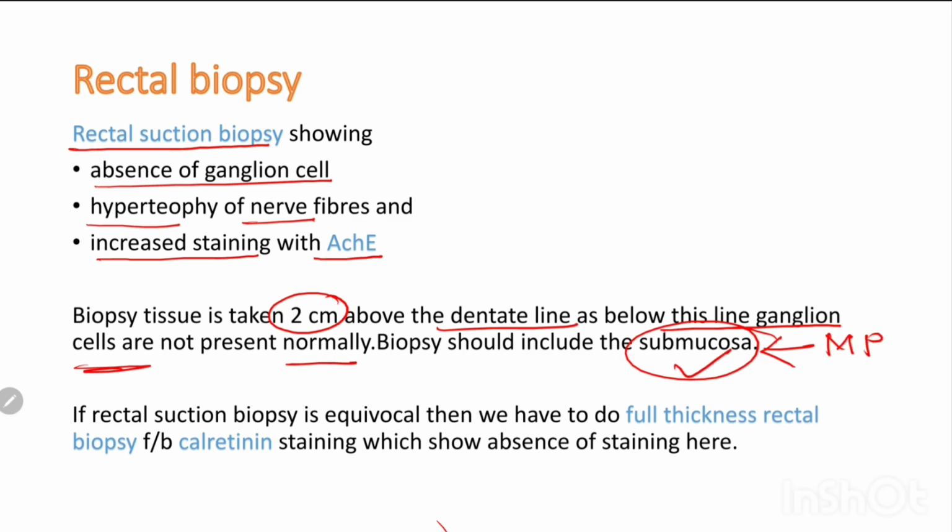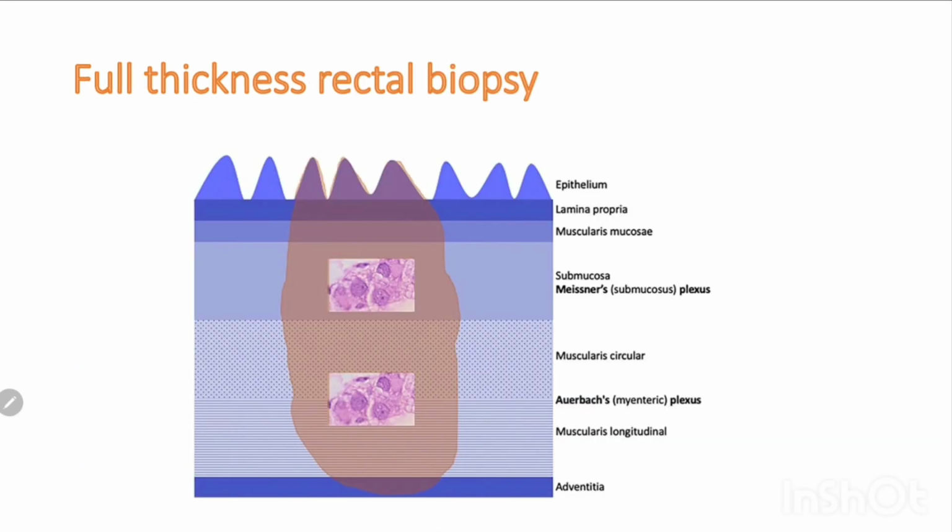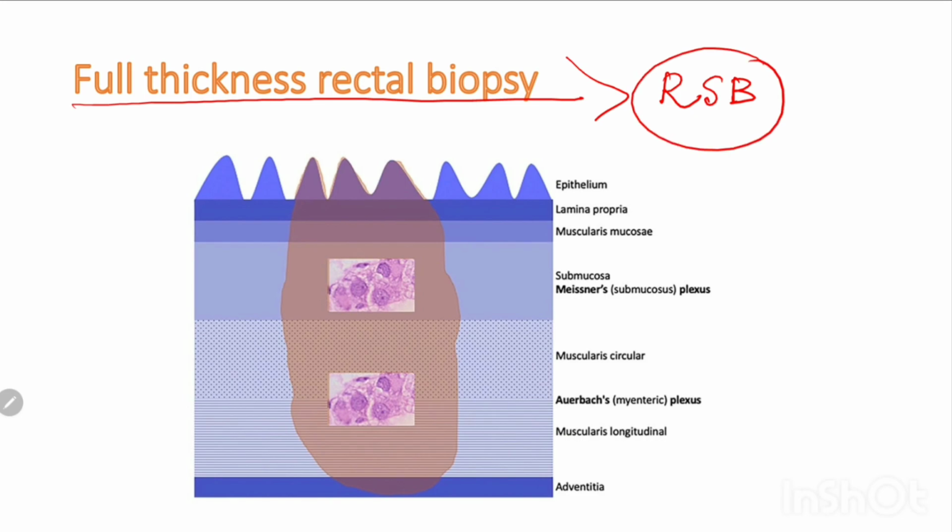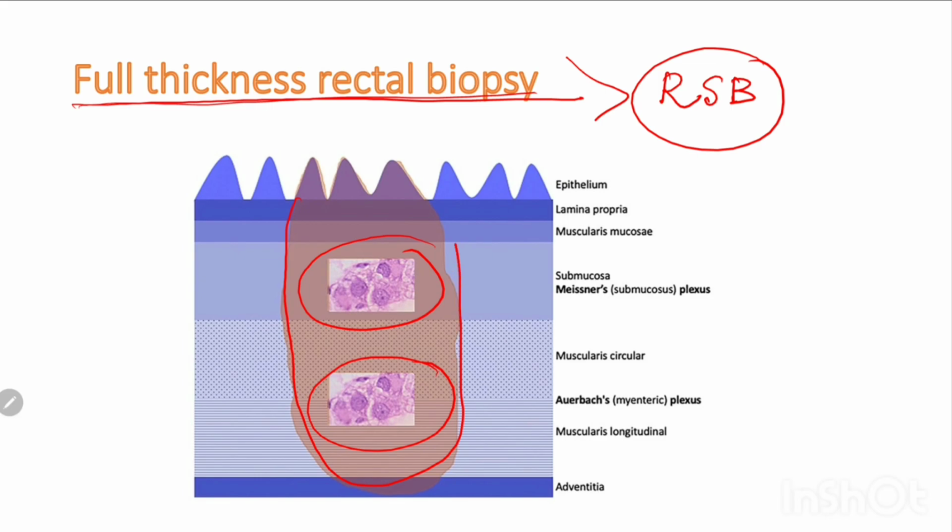If rectal suction biopsy is equivocal, then we have to do full thickness rectal biopsy followed by calretinine staining, which shows absence of staining here. This is the image of a full thickness rectal biopsy. Why is full thickness rectal biopsy better than rectal suction biopsy? Because rectal suction biopsy includes either Meissner's plexus or Auerbach's plexus, but full thickness rectal biopsy includes both Meissner's plexus and Auerbach's plexus.